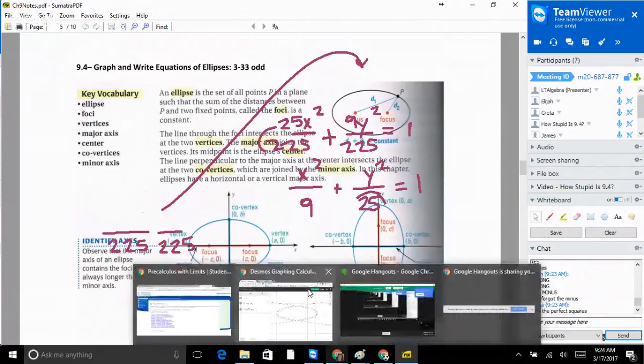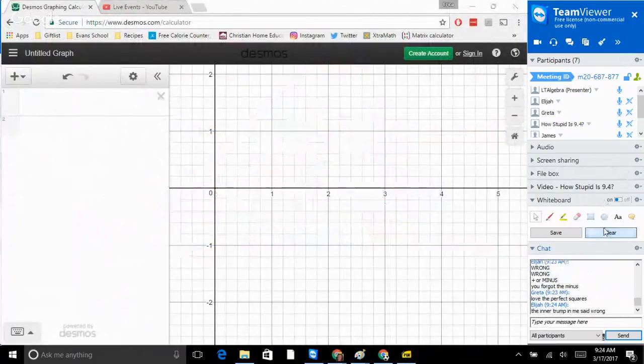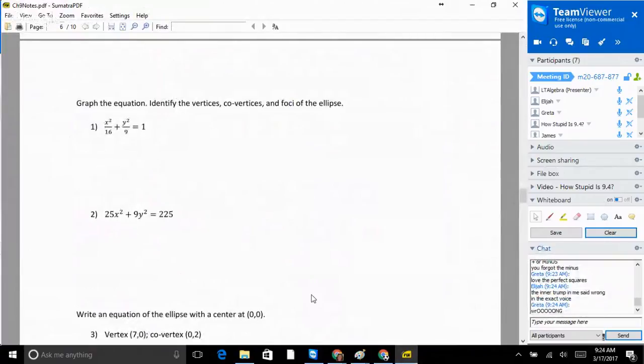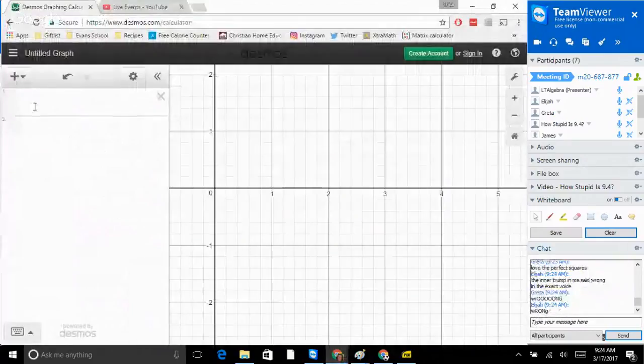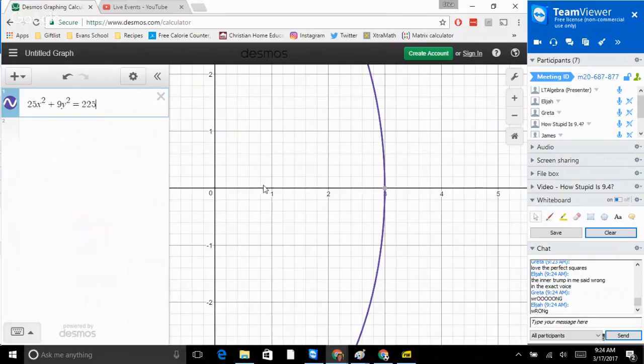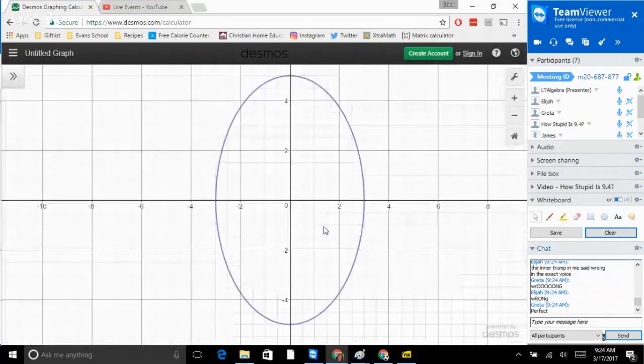All right, so now we finally can use Desmos, right? And go way back to our original equation. Where was that at? 25x squared plus 9y squared equals 225. I'm going to do some zooming out. It's a much better egg.